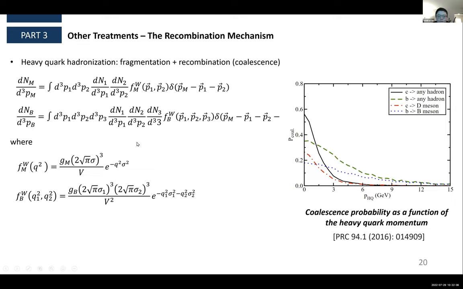And if we assume that this recombination is instantaneous, and also the wave functions for the heavy flavor and also the medium partons are S waves or essentially simply Gaussians, we can write down the momentum distribution of the heavy mesons or the heavy baryons using the formulas given here. But there are more detailed considerations for the recombination mechanisms in more recent studies.